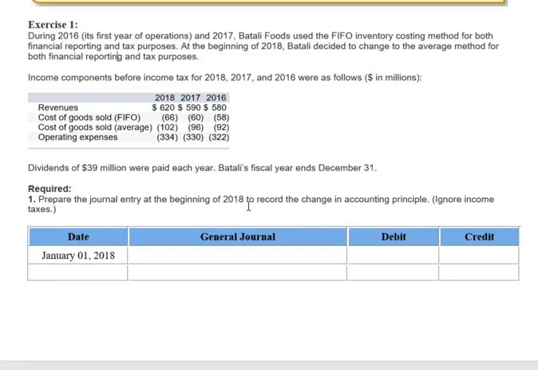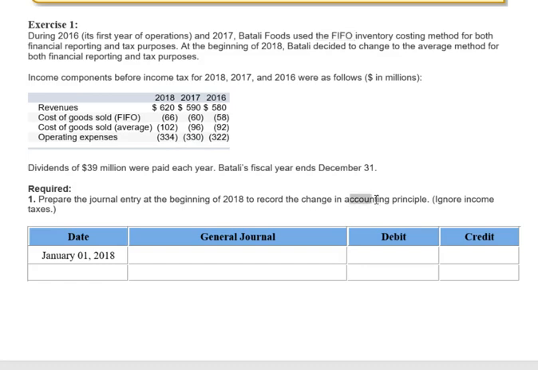Prepare the journal entry at the beginning of 18 to record the change in accounting principle. So this one sort of tells us, but this would be a change in accounting principle. In other words, we're going from one GAAP method to another, and it is feasibly possible to recreate the information. It's not going to create a burden on us to do so from FIFO to average. That's not an issue. So let's go back.